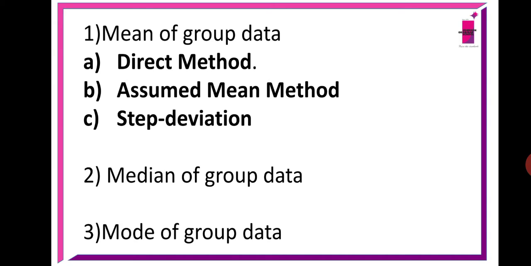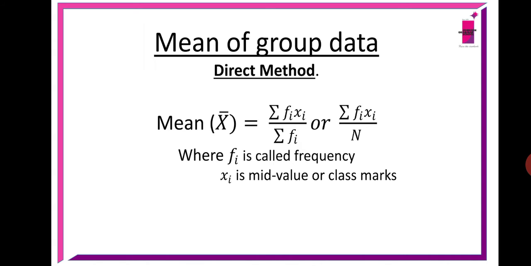We even have median and mode. We will discuss median and mode in the next sessions. Today we are going to discuss mean in three different methods. In the direct method, you can use the formula sigma fi xi by sigma fi.